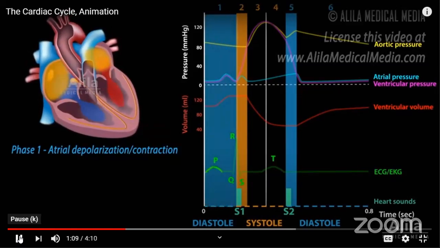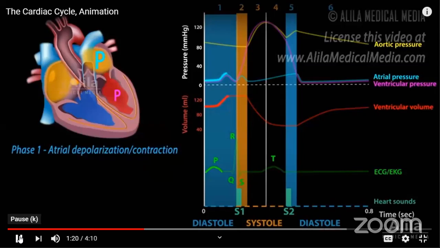Atrial contraction starts shortly after the P wave begins and causes the pressure within the atria to increase, forcing blood into the ventricles. Atrial contraction, however, only accounts for a fraction of ventricular filling, because at this point the ventricles are already almost full due to passive blood flow down through the open AV valves. As atrial contraction completes, atrial pressure begins to fall, reversing the pressure gradient across the AV valves, causing them to close. The closing of the AV valves produces the first heart sound, S1, and marks the beginning of systole.